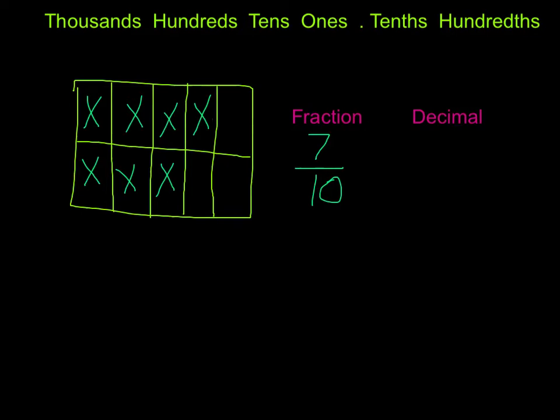For our decimal over here, we would write this as our 7 is in the 10th spot. So in our place value chart up here, we don't have any whole numbers, so we'd have 0 point. And then in our tenths position, we would have our 7. So our decimal is going to be 0.7 for 7 tenths.